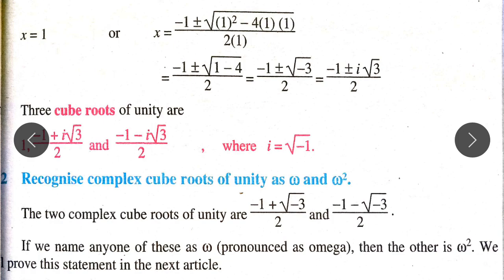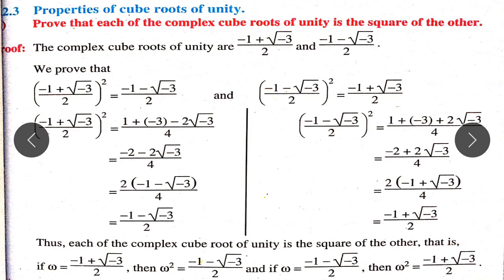Why omega square? It can be proved in the next article. Let's see how. Properties of the cube roots of unity. Prove that each of the complex cube roots of unity is the square of the other, as one was omega and the other is omega square. So we have to prove that these are the squares of each other. How? These are the two complex cube roots of unity.